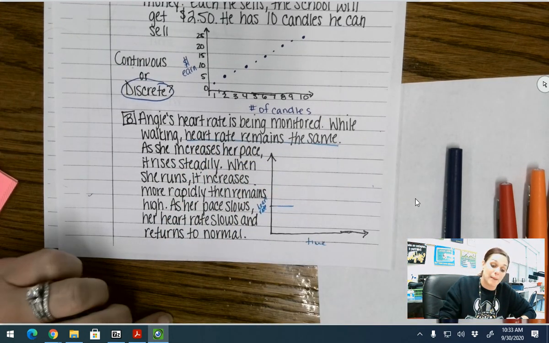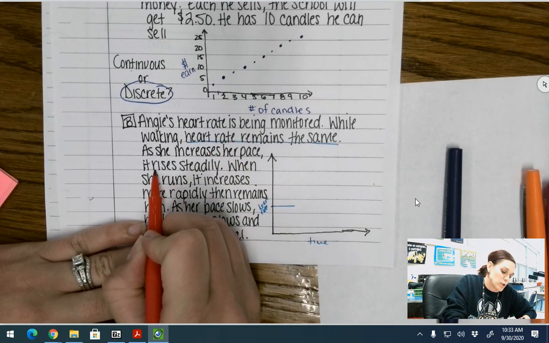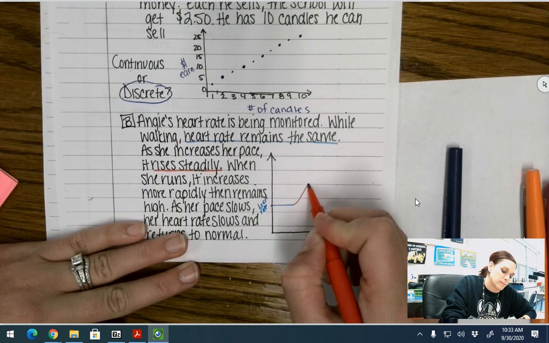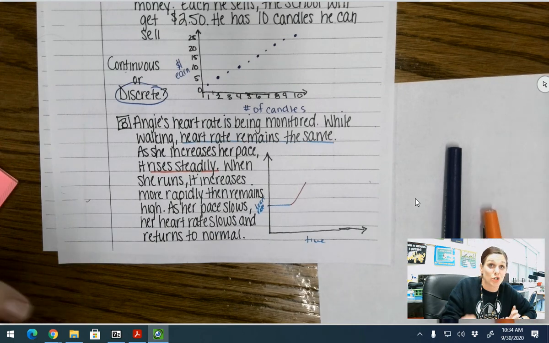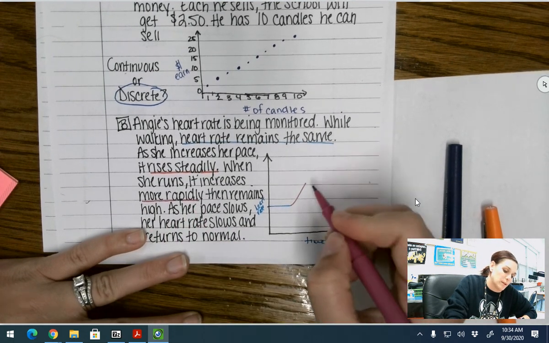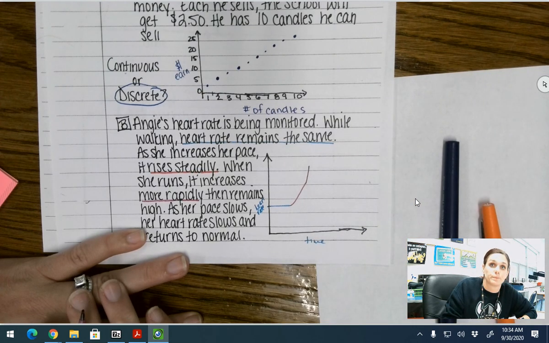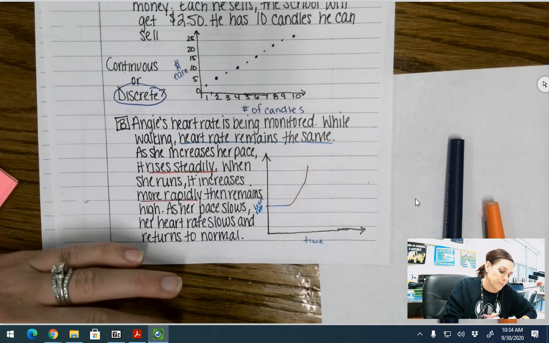Okay, I'm now going to increase my pace, which means it's going to rise steadily. So from here, we're going to do some rising. Ooh, then I start to run. So it increases more rapidly. So this increase suddenly shoots up. So notice I have 2 different segments, one going steadily up and then one increasing.